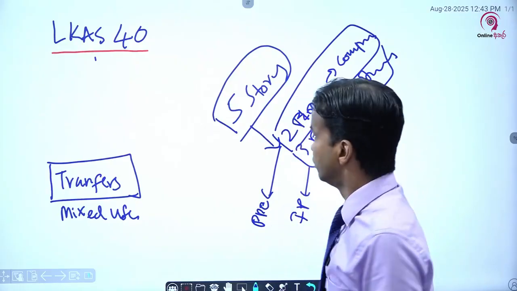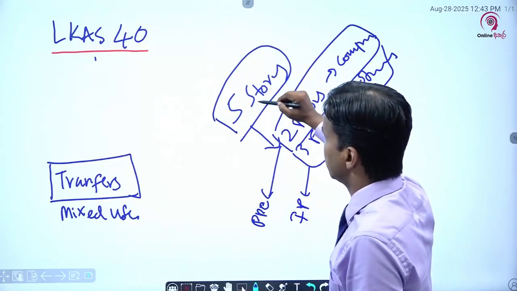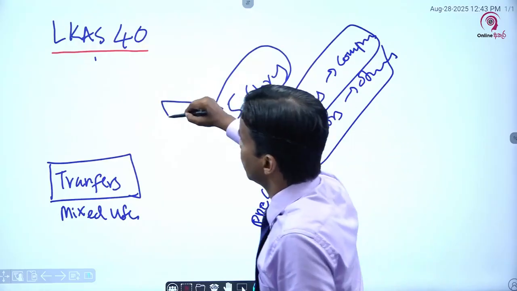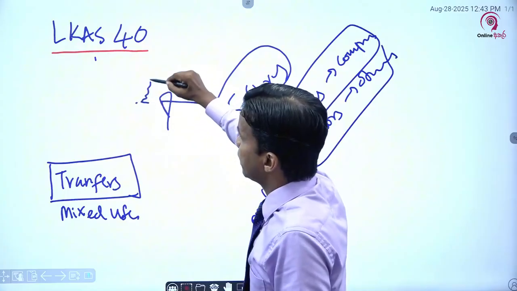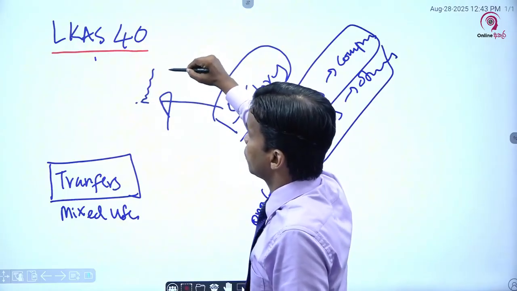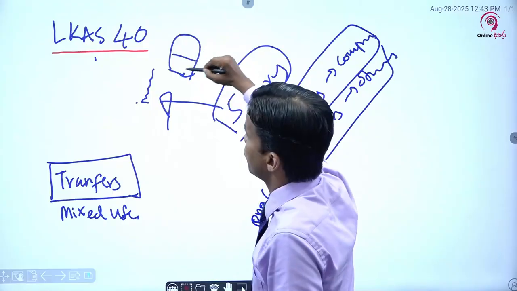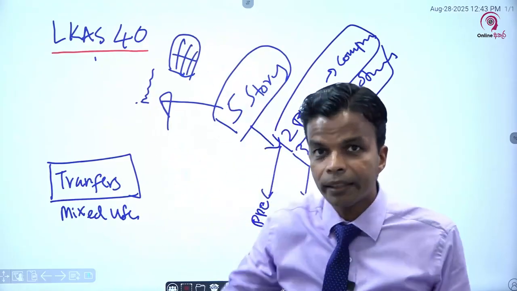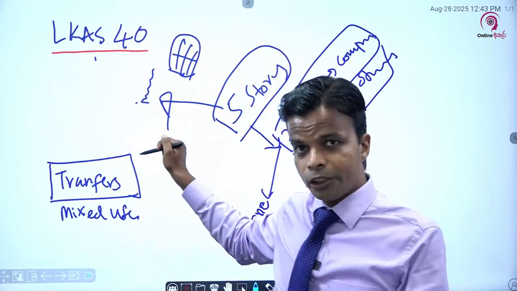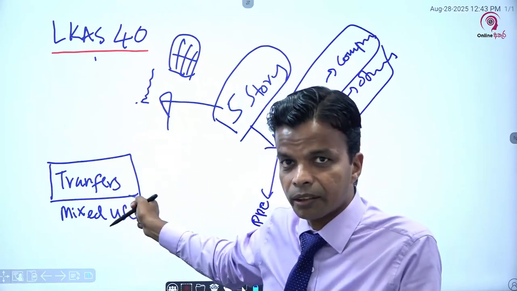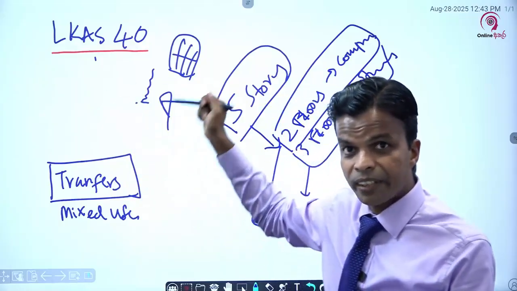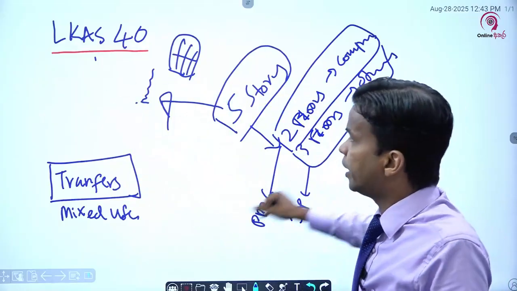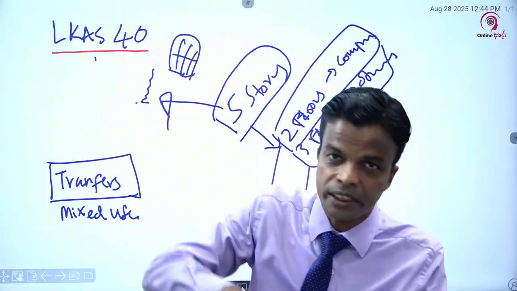Suppose it is a 5-story building, but the owner is using only an insignificant portion. Let's say on the 5th floor, 2 rooms, 2 cabins, you are using for your business, and the rest of the facility has been rented out. So yes, the owner is using, but it is insignificant. In that case, the standard says if it is insignificant, consider the entire property as investment property.